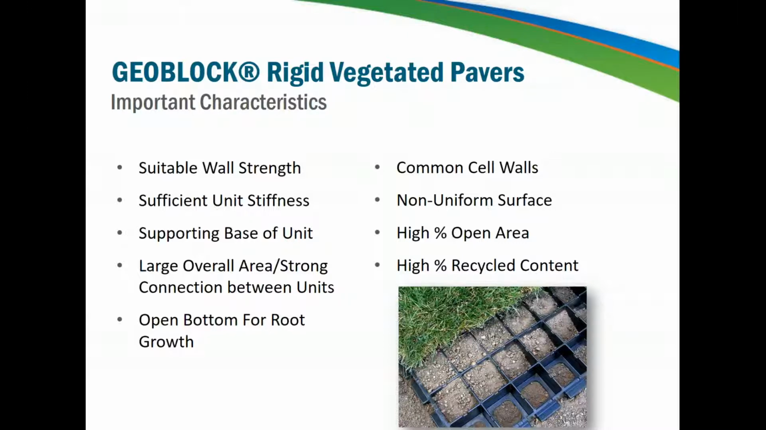An important aspect of the GeoBlock units is the large amount of open space in the bottom of the cells, which allows for full root penetration into the base layer, so the grass surface is thick and uniform. An engineered base of topsoil and aggregate mix provides that optimum growing medium while supporting your vehicle loads.